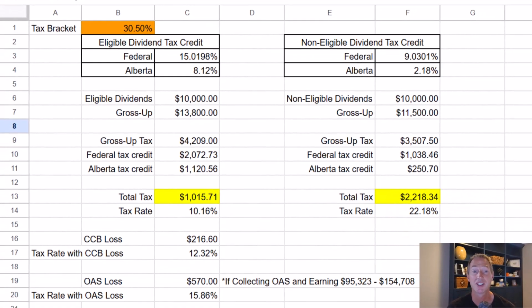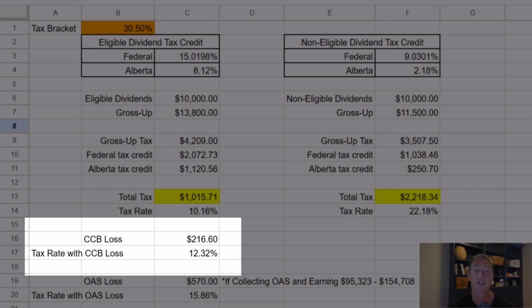Now there are some implications to that though. Because of that gross up, your income is seen as higher by the Canadian government. I have two boys, so I collect the CCB, the Canadian Child Benefit, and the higher my income is, the lower my CCB is every year. And so you can see that by this gross up of an extra $3,800 from $10,000 to $13,800, my income is seen as $3,800 higher than it was, so I lose $216.60 on my Canadian Child Benefit.